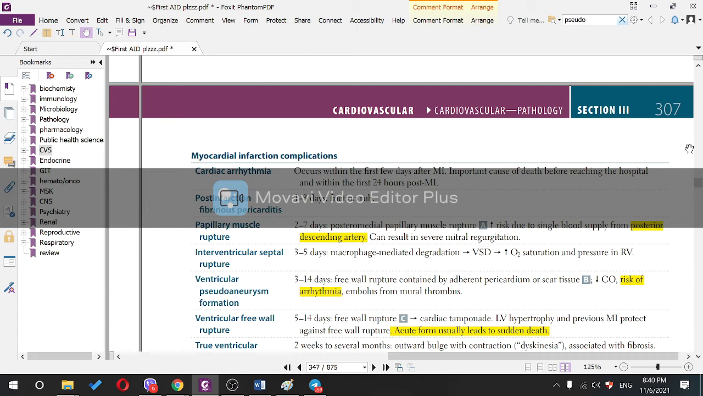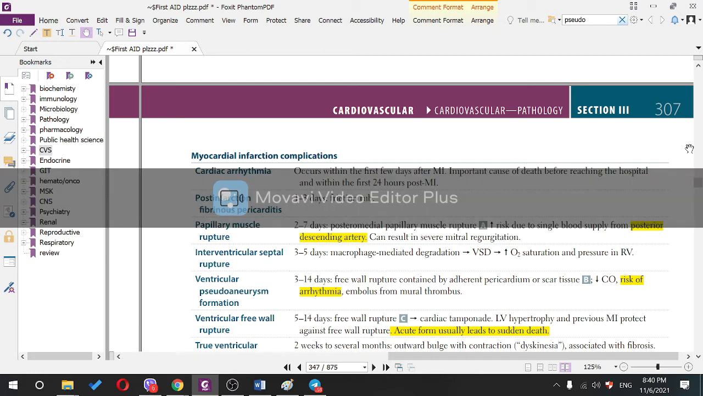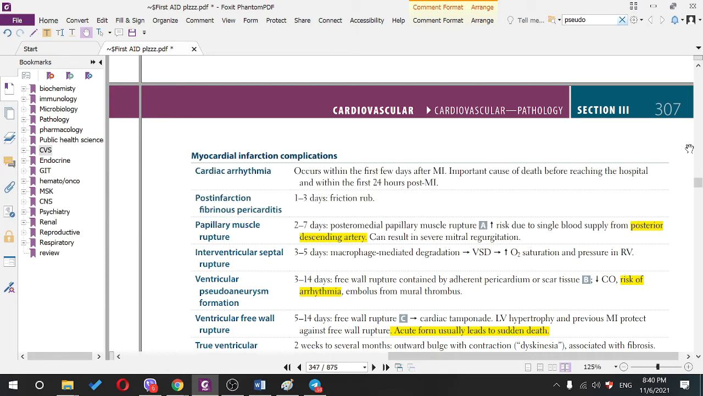So you can see that if you have two blood supplies, you might occlude one. You can occlude two, it's possible, but it's more rare. But overall, it's enough to occlude the PDA, and you will get a posteromedial papillary muscle MI. They can result in severe mitral regurgitation. You told me that was a systolic or diastolic murmur. I forgot. Oh yeah, it was holosystolic, correct.